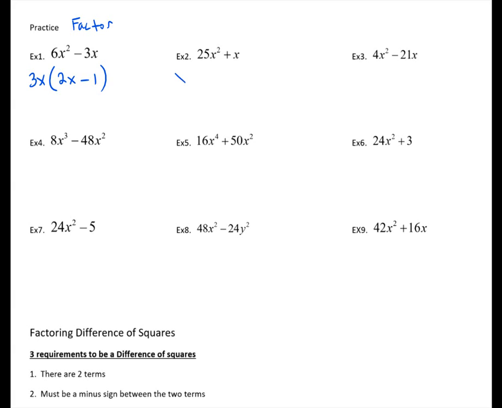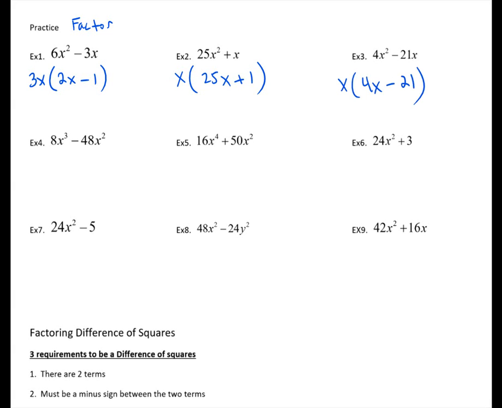So let's say, hey, I can take out an x. So if I take out an x, I would end up with 25x plus 1. And like I said before, when you have just x inside the parentheses, you cannot factor that more. Okay. Example 3, I look for a GCF. What can I take out? Let's see, 4 and 21, nothing divides those. So it looks like I can only take out an x. So I end up with 4x minus 21.